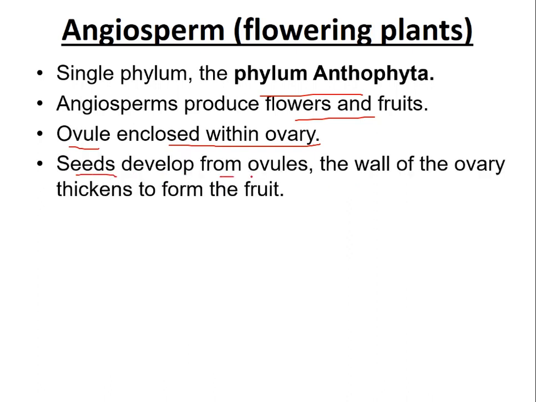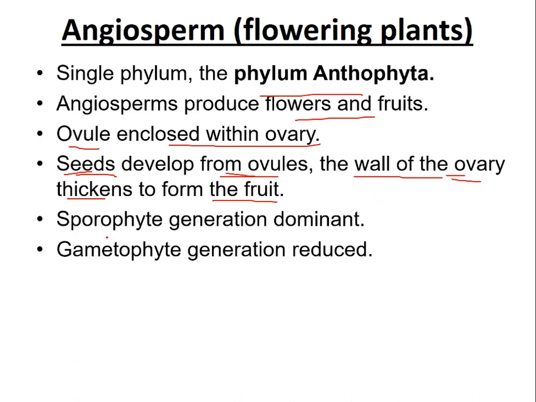Seed develops from the ovule, and wall of the ovary will thicken and form fruits. So like buah mangga, right? Biji mangga is the seed developed from the ovule. The buah mangga that we eat is actually from the ovary that has thickened and formed the fruits.